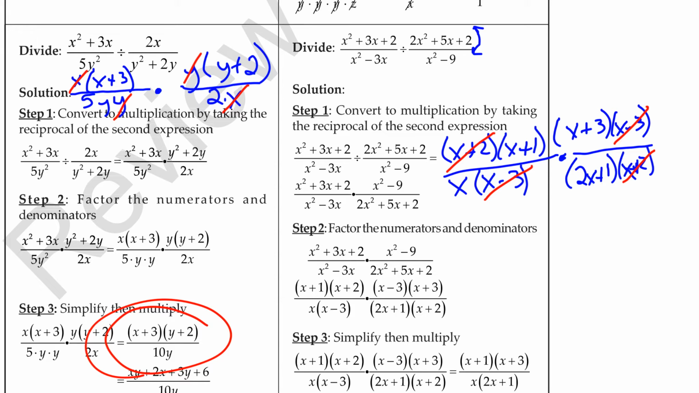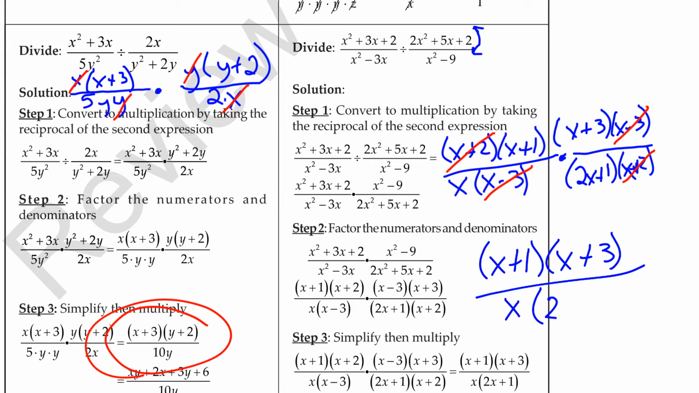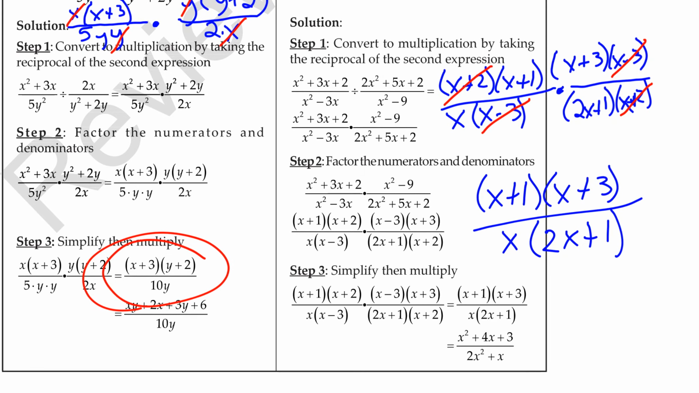So it looks like we have x plus 1 times x plus 3 over x times 2x plus 1. And that's what it looks like we have here. You can see it right there. Okay, let's go to the next page.